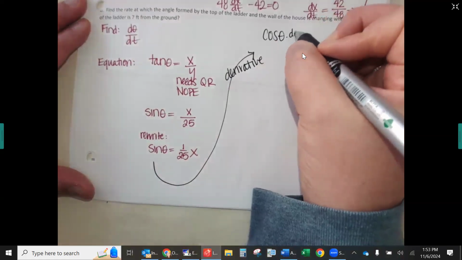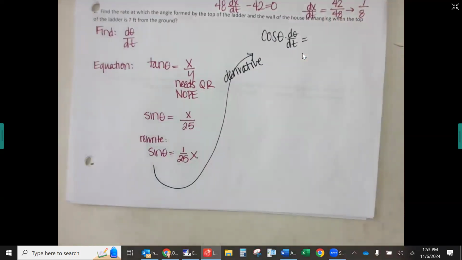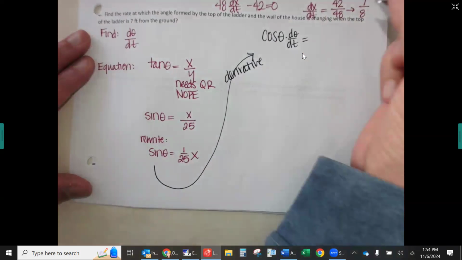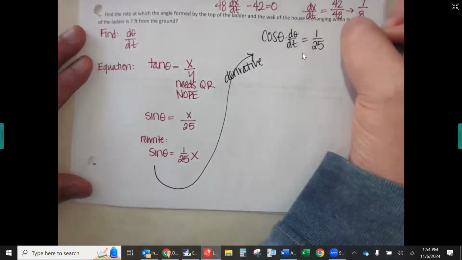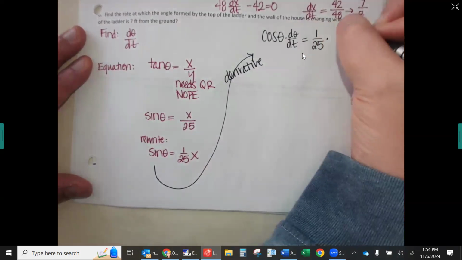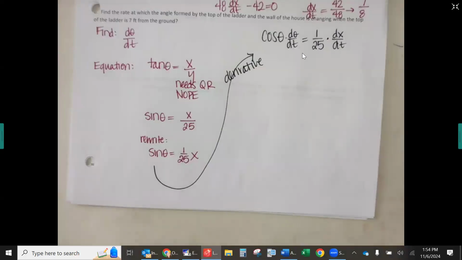D theta dt. Very good, Linus. That's right. Okay, then on the other side, it's a number times X. What's the derivative going to be? 1 over 25, and then times what? Dx dt. Now, why doesn't the X stay? Because when I power it down, regular X would drop off to an X to the 0, which means it's gone. Okay, so there's your derivative.